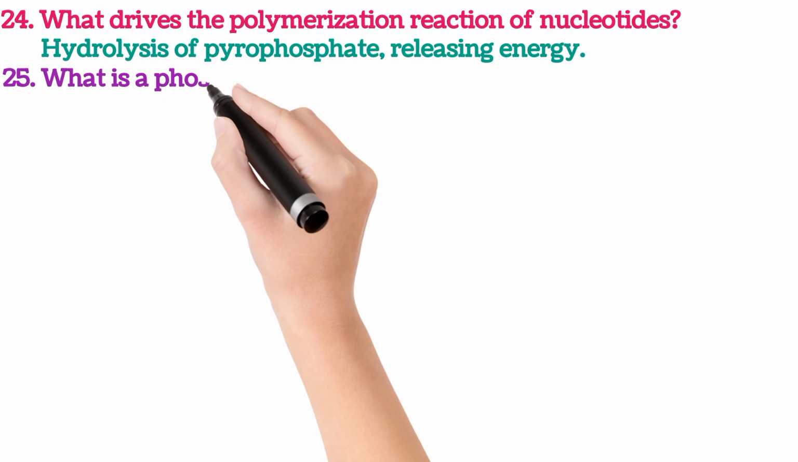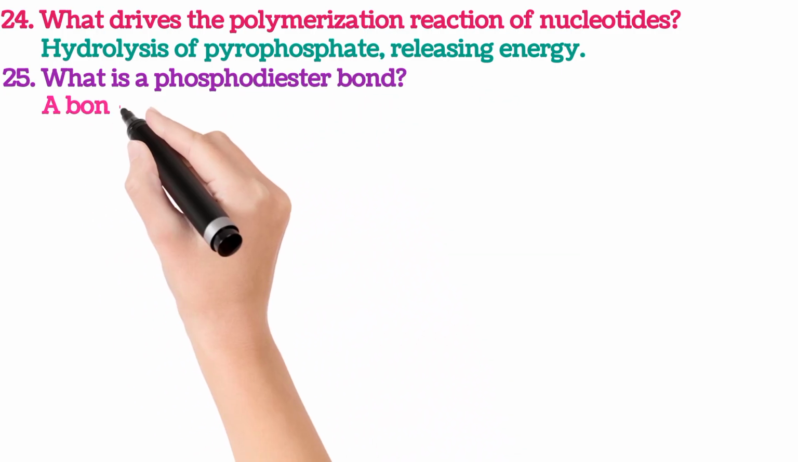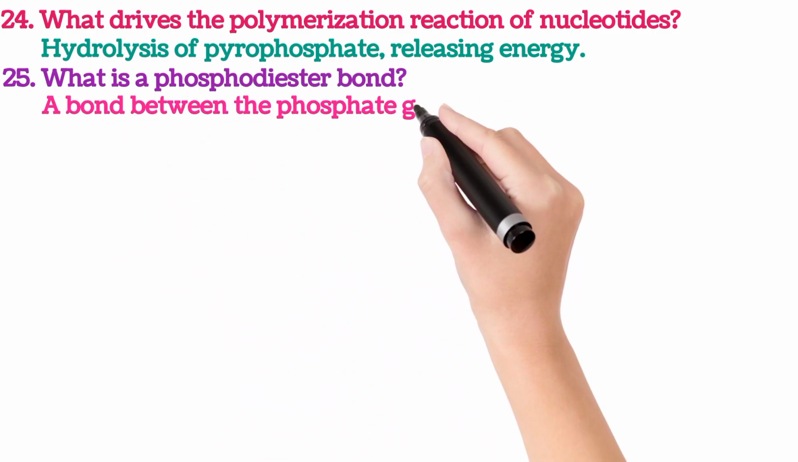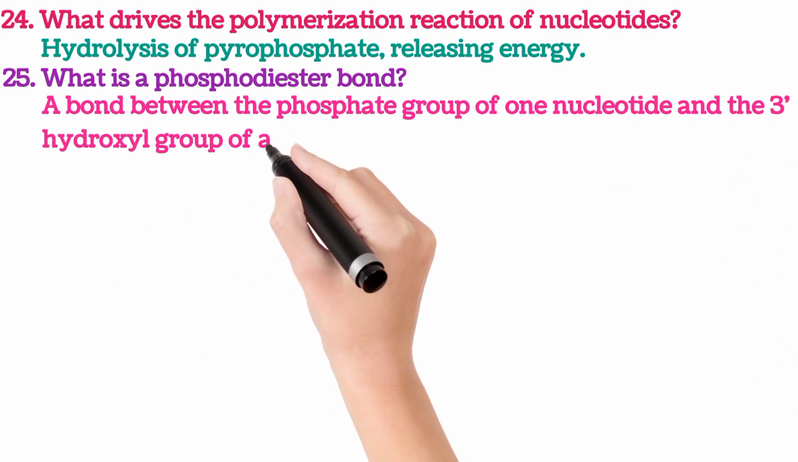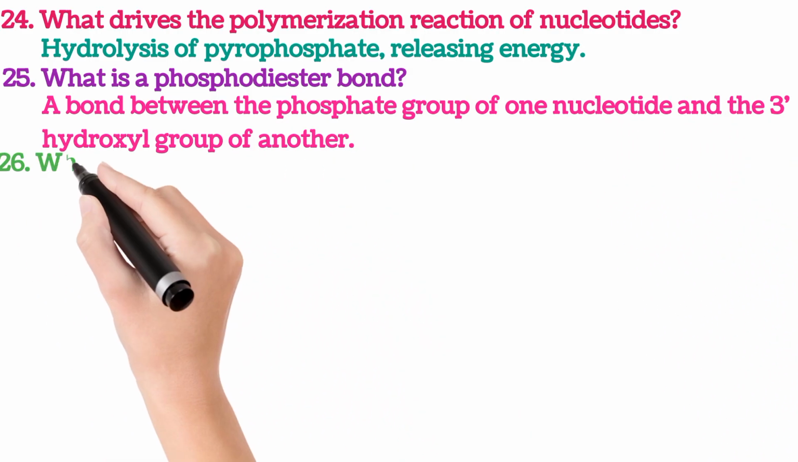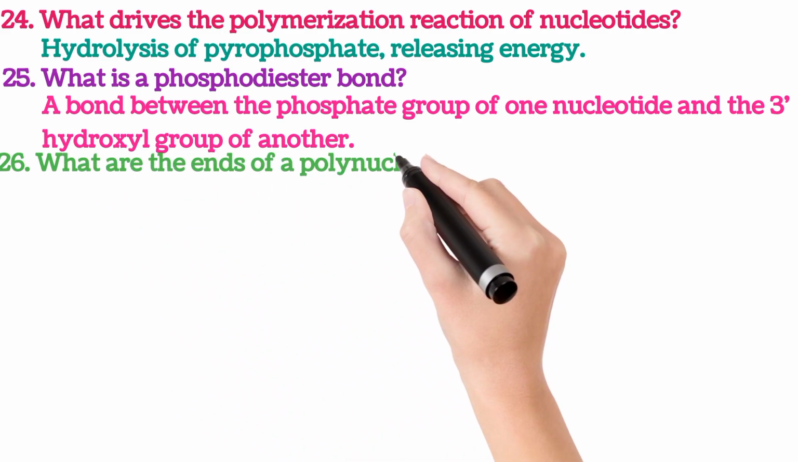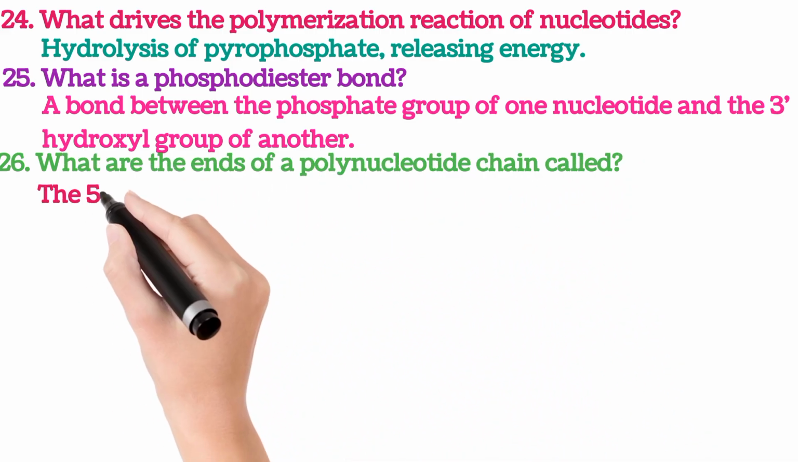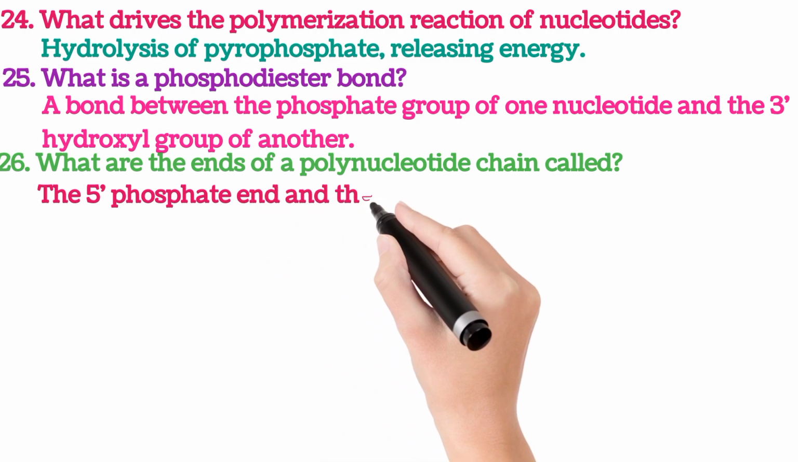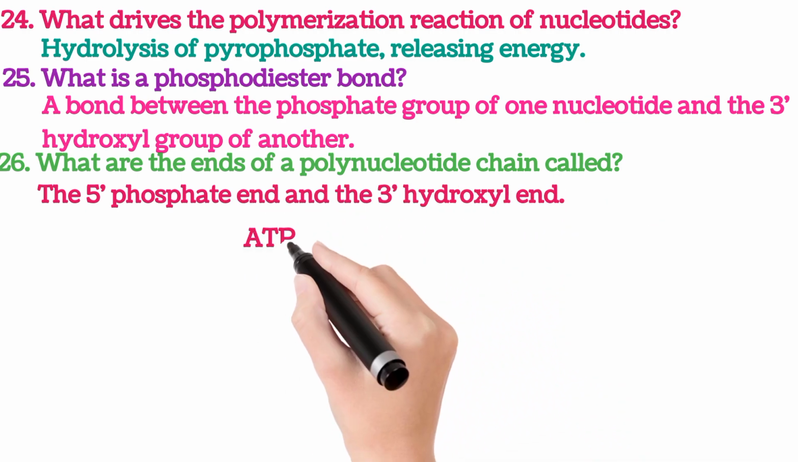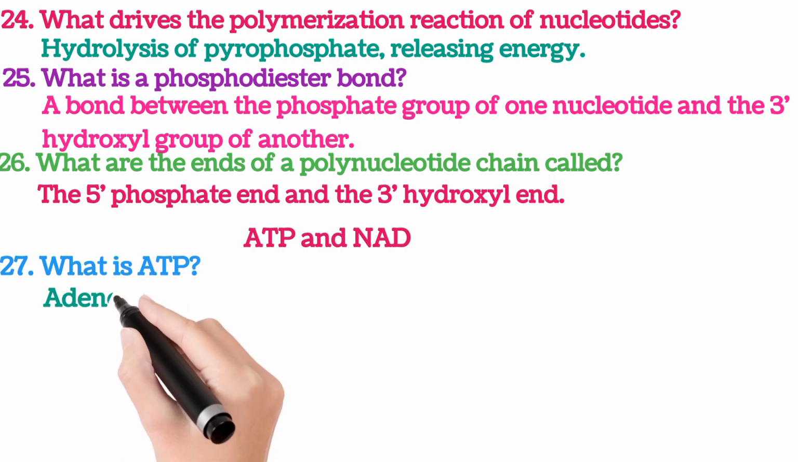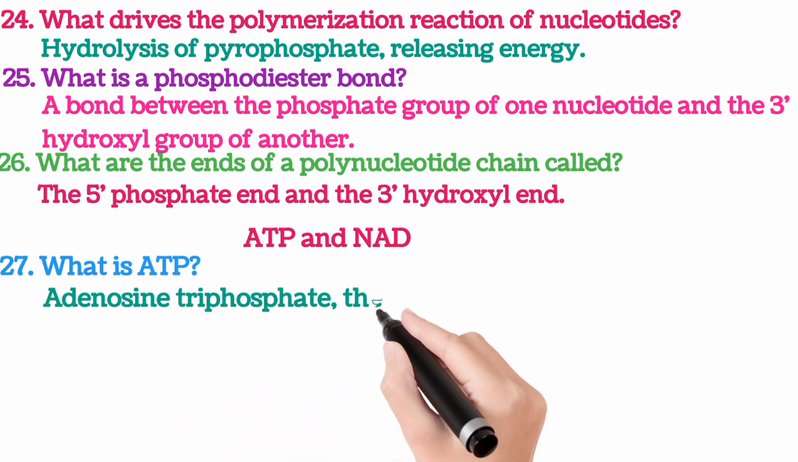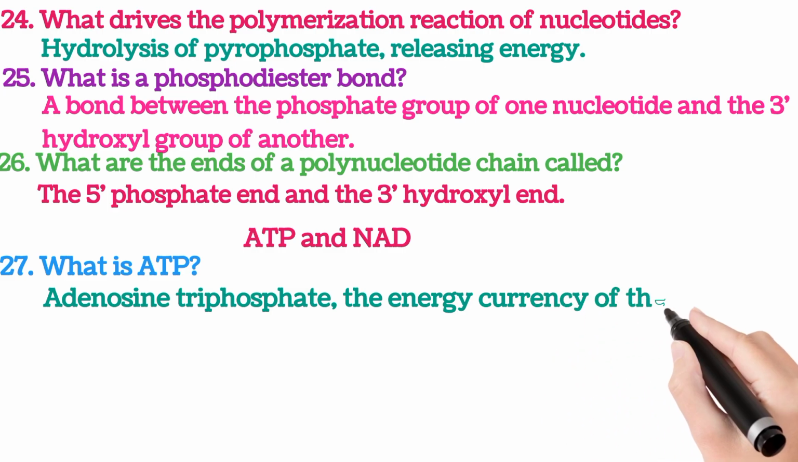25. What is a phosphodiester bond? A bond between the phosphate group of one nucleotide and the 3' hydroxyl group of another. 26. What are the ends of a polynucleotide chain called? The 5' phosphate end and the 3' hydroxyl end. ATP and NAD. 27. What is ATP? Adenosine triphosphate, the energy currency of the cell.